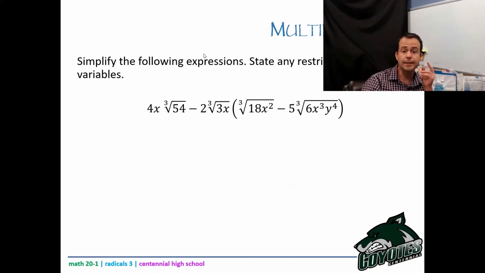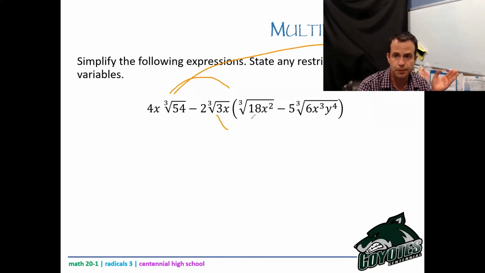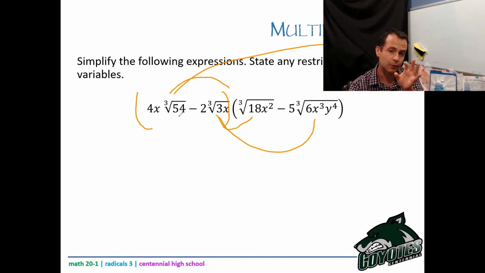Okay, so for the last example before our word problem, we've got 4x cubed root of 54 minus 2 cubed root of 3x times the cubed root of 18x squared minus 5 cubed root of 6x cubed y to the 4. Now, the first thing I want you to notice here is this is not two binomials being multiplied together, okay? A lot of kids are gonna say, oh, I have to go this times this and this times this, and this, whoops, this times this and this times this. That's not true because there's no brackets here. That would only work if those front two terms were in their own set of brackets.